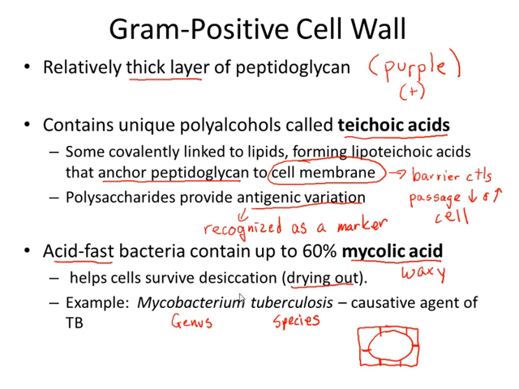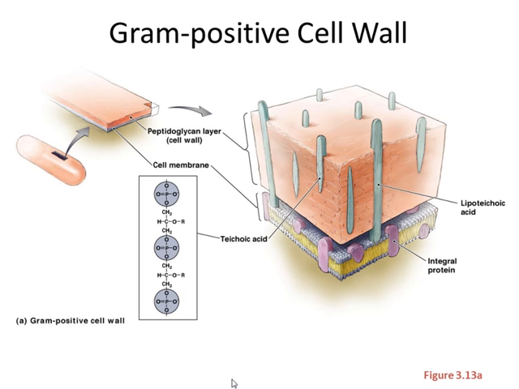So this is a bacteria that can stay airborne for longer periods of time, which makes that particular bacterium very contagious. And so if someone's in the hospital with TB, you'll often see them quarantined. You have to wear masks when you're around them because of the idea that this bacteria can stay airborne for long periods of time. Here's a picture of what a gram-positive cell wall would look like.